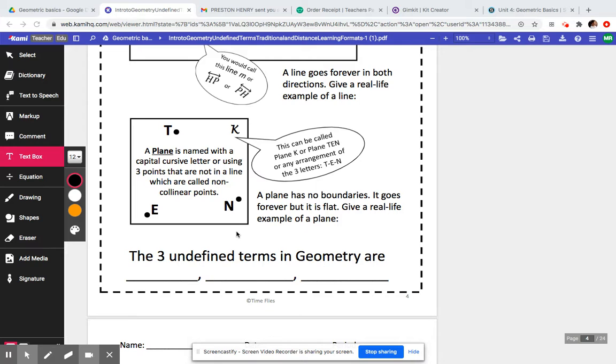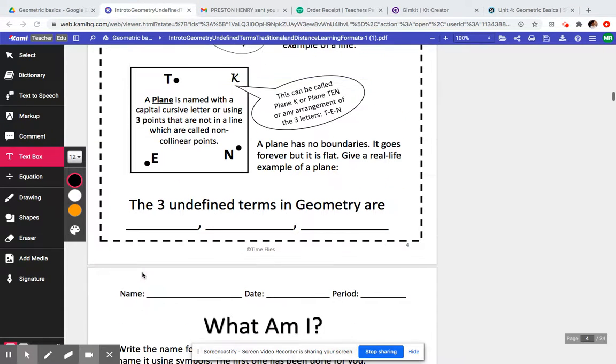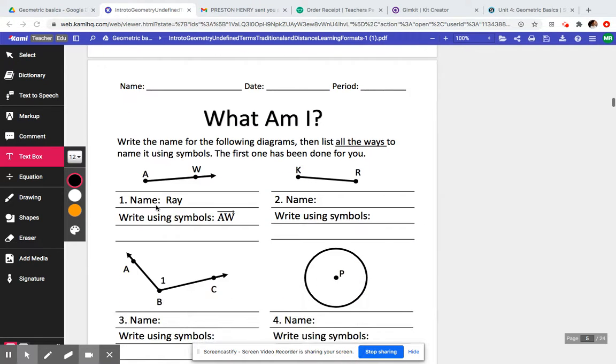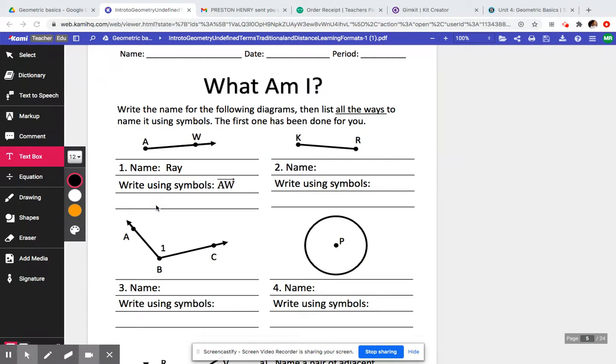The 3 undefined terms that I want you to write down, that we just talked about, are point, line, and plane. Those are our first 3 geometric basic terms that I need you to learn in this chapter. Next, we're going to talk about some examples. You're going to tell me what each name of the above example is, and then give some example of the symbols. I'm going to do this with you, so if you get a little lost, let me know.